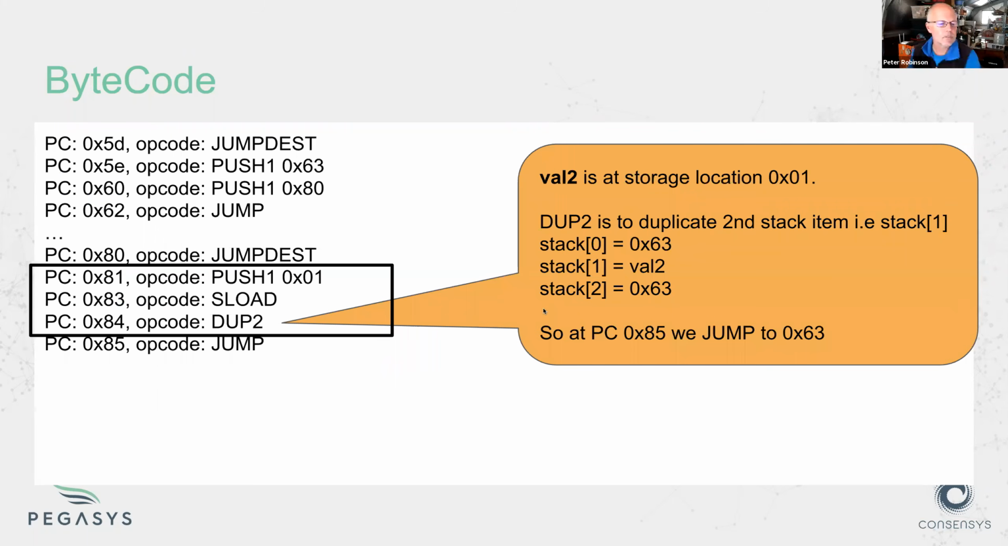And then it loads the storage location 1 and duplicates it. Actually, dup2, which is, give me the value not from the top of the stack, but the one below the top. So if you recall, 63 was the return address, essentially. So sload will have pushed val2 onto the stack, and now we want to get 63. And so we put that there, and then we jump.